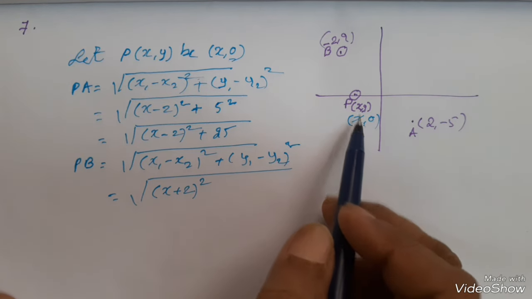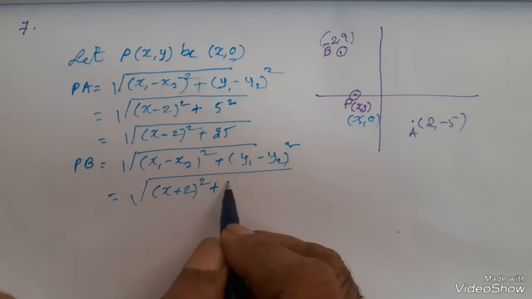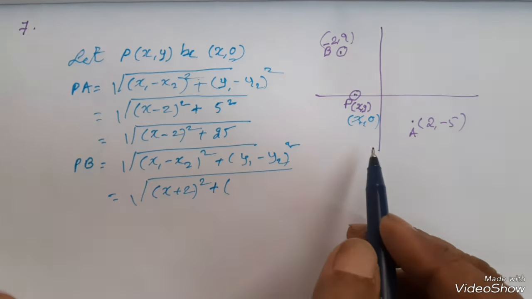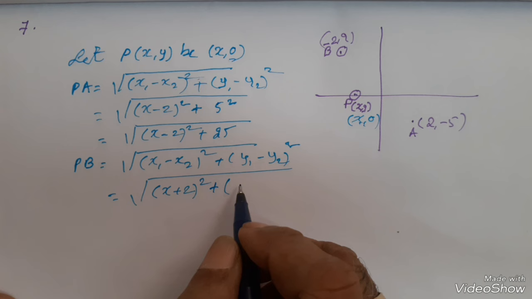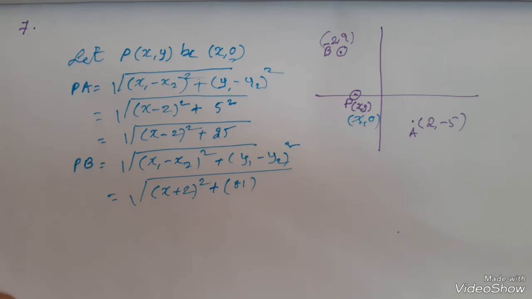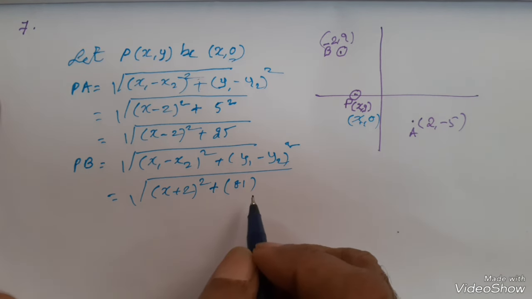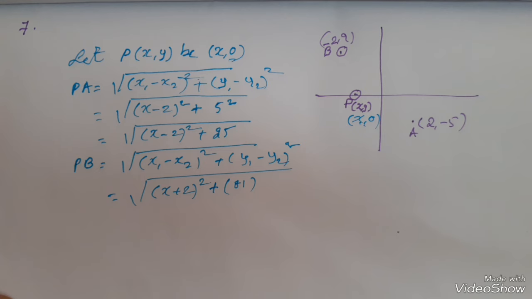So (x1 minus x2), so (x plus 2) whole square, plus (y1 minus y2), so 0 minus 9 whole square. So we get 81. 9 square, 81 you get. Now we get PA, PB, we got it now. Now both are equal here.